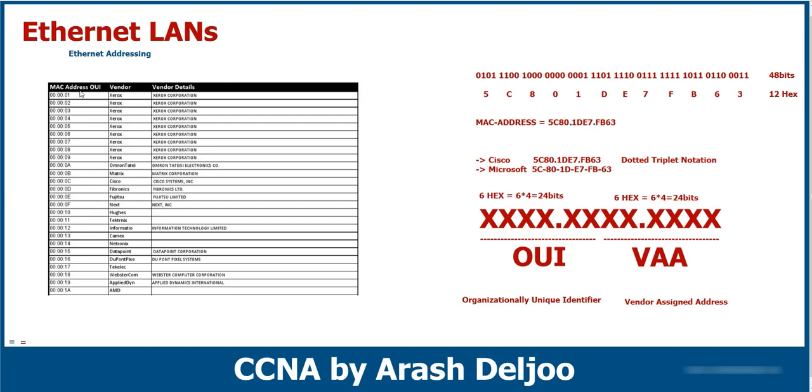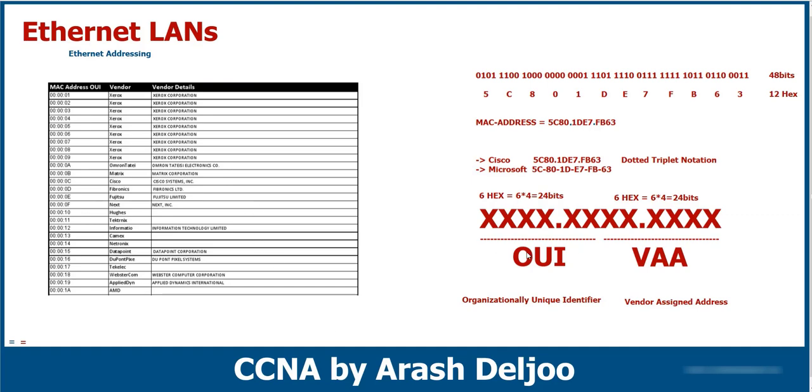Look at here. As you can see, Xerox takes these MAC address OUIs from 00001 to 09, okay, for Xerox Corporation. After that, here we can see Cisco's OUI. But let me say that Cisco has other OUIs in other parts of the table.